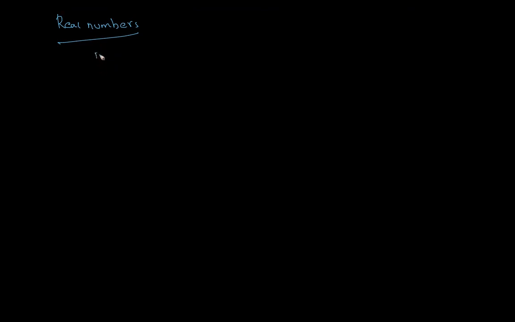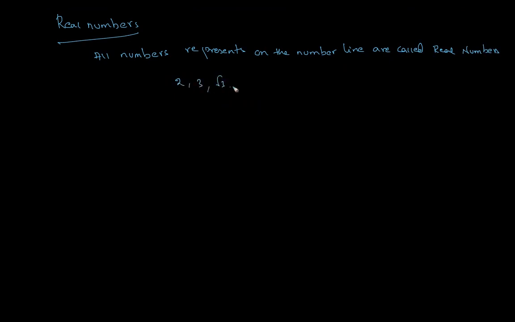To say simple, all numbers represented on the number line are called real numbers, right? So it can be 2, 3, root 3, root 2, minus 3, 3 by 2. These are all called the real numbers, right?